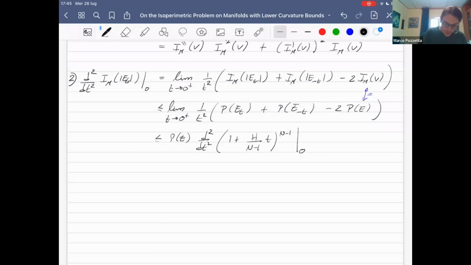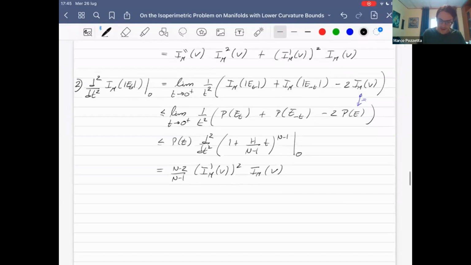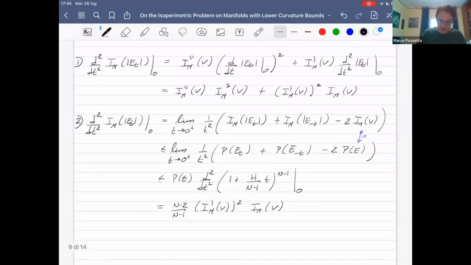If you do this computation, remembering that H is actually the first derivative of the profile, you get that this is equal to (n minus 2) over (n minus 1) times I_M prime at V squared times I_M at V. It's not really important. Okay. And now we are actually done, putting together what we have found. This was greater or equal than the second derivative of this composition, but the second derivative of that composition was actually equal to this other thing that I'm now coloring with yellow.